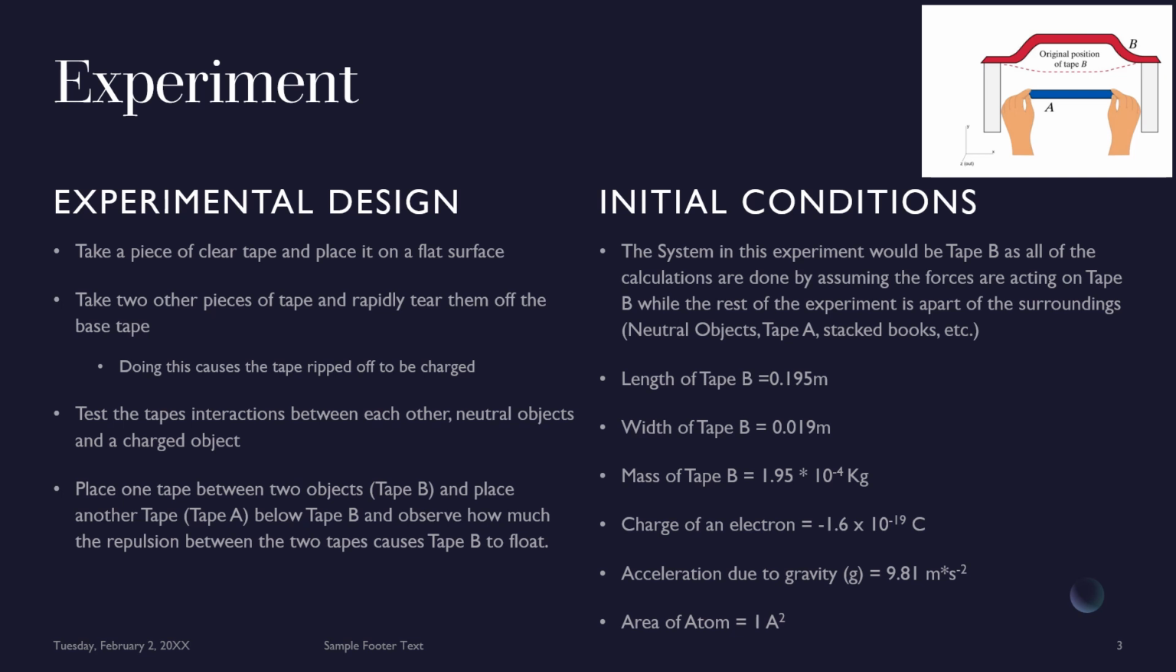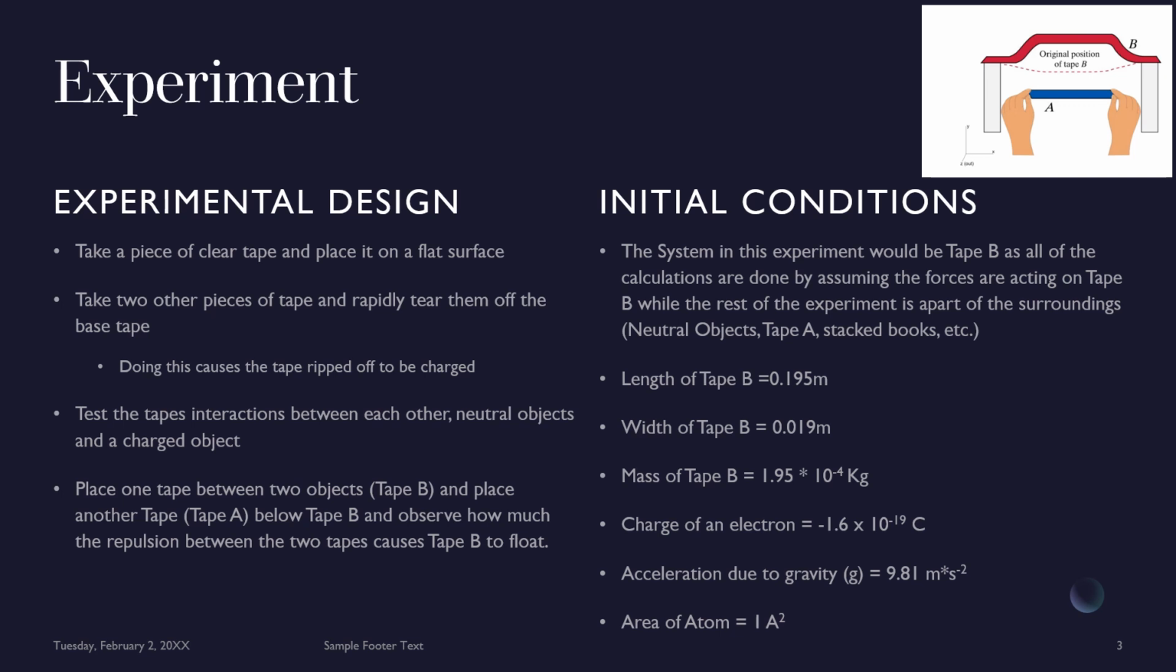Now, to observe the interaction between the two tapes, I'm taking one tape, putting it on top of a pile of stacked books, and taking another tape and moving it below that first tape. The upper tape we will call tape B. The lower tape will be called tape A. Tape B is our system. Every force in this experiment is calculated in relation to tape B, a force acting upon tape B, whereas tape A, the books, my hands, and the rest of the universe are what's called the surroundings.